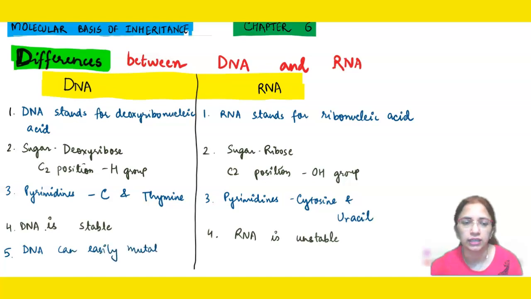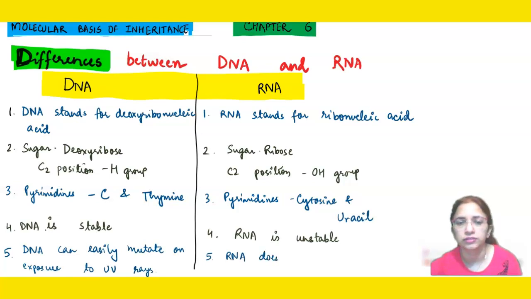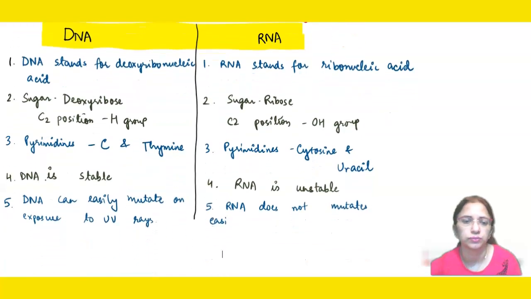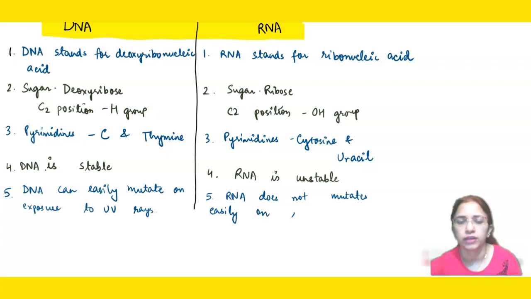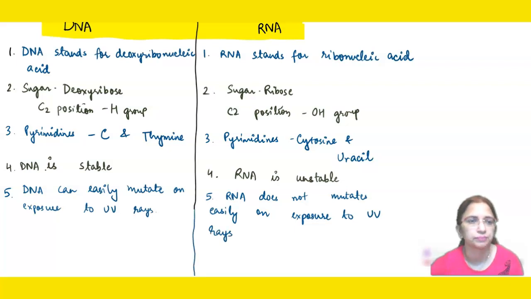Let's come on to the next difference, and that is DNA can easily mutate on exposure to UV rays, right? Whereas RNA does not mutate easily on exposure to UV rays. Okay, I'm stretching the line because the space is getting filled.